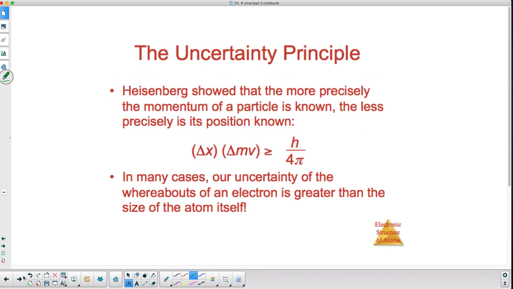So Heisenberg came up with this thing. I may have gone too far. I'm not sure. Let me just check to see.